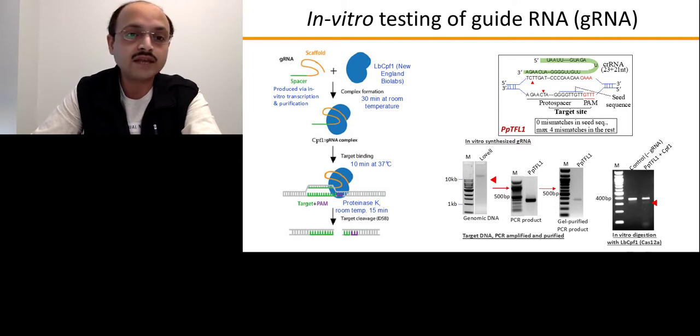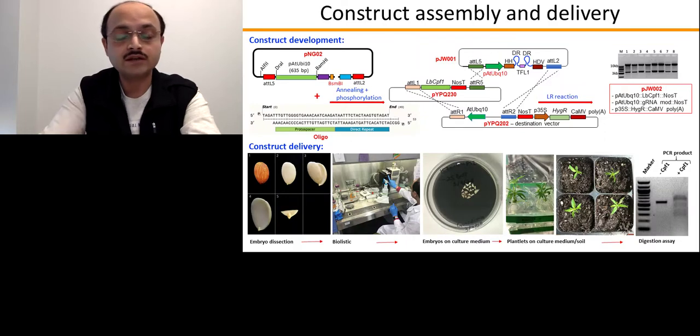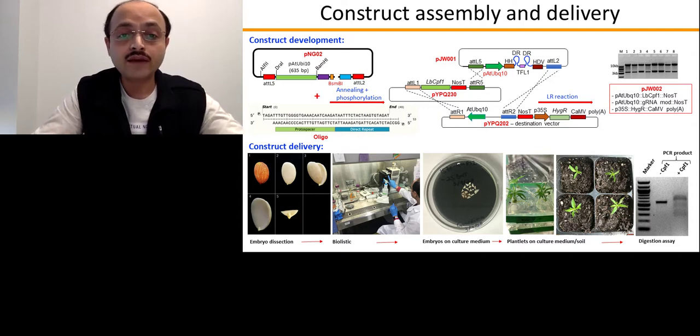After seeing this, we decided to actually deliver it. Before delivery, there is another step. One has to develop an expression construct to express these genome editing reagents in the plant cell. So we attached the Cpf1 enzyme to the Arabidopsis ubiquitin promoter, and we also attached the guide RNA module to the ubiquitin promoter. The whole cloning process is shown here. We don't have to go into the details of this.